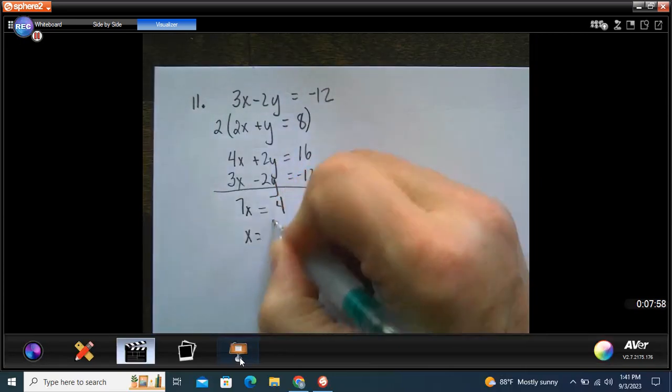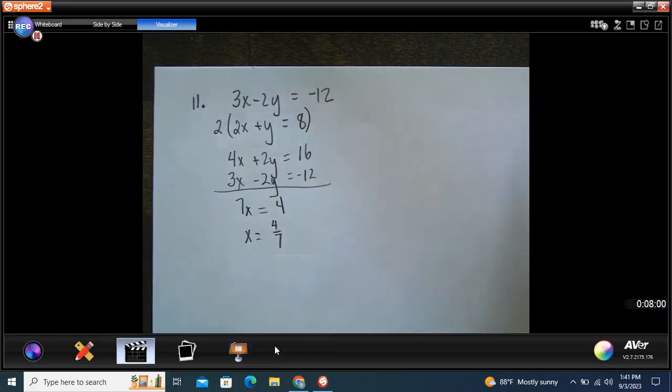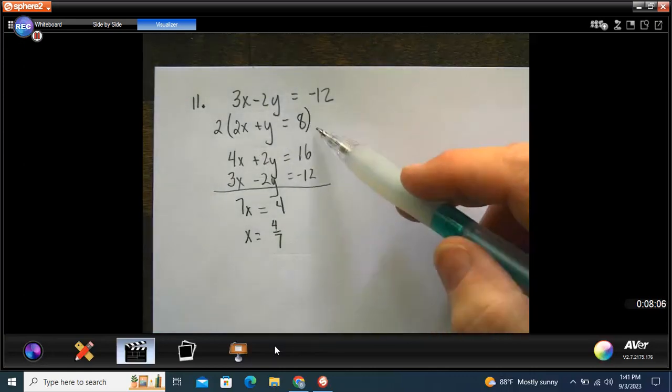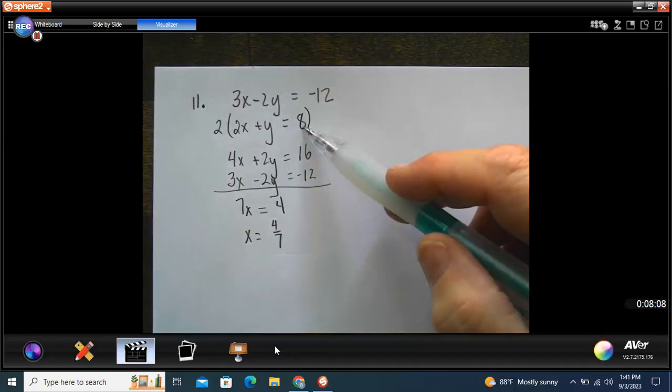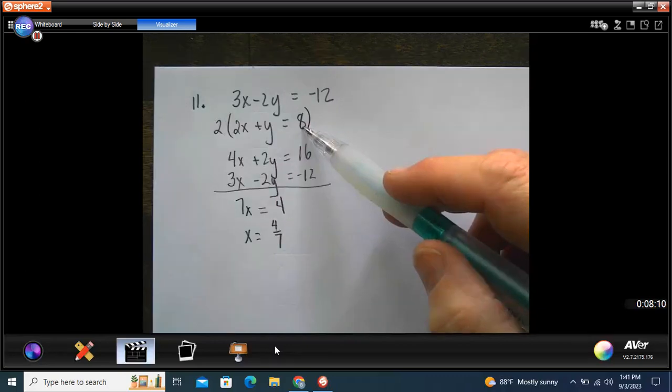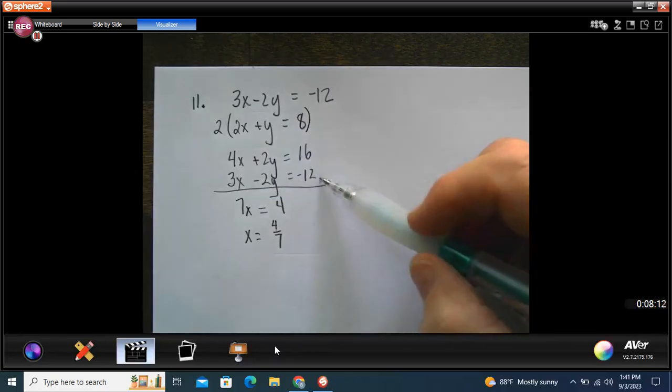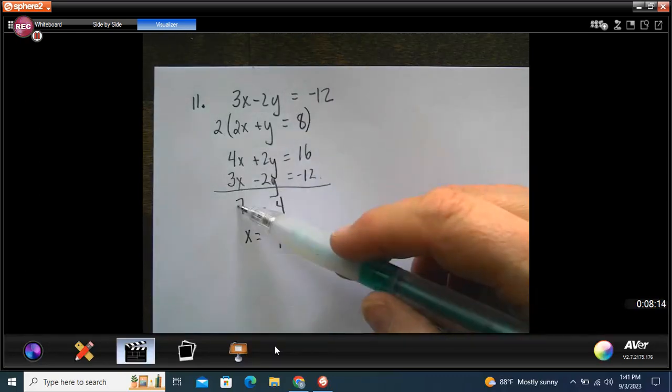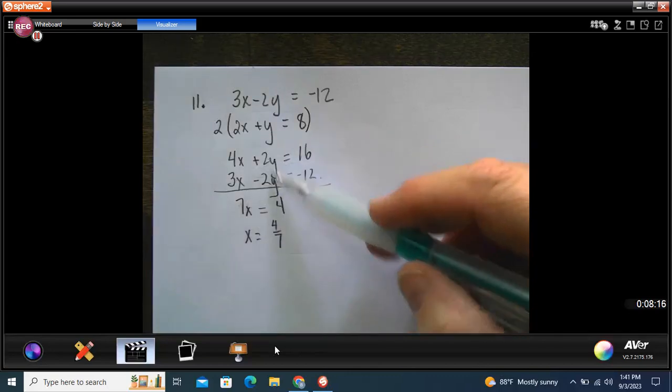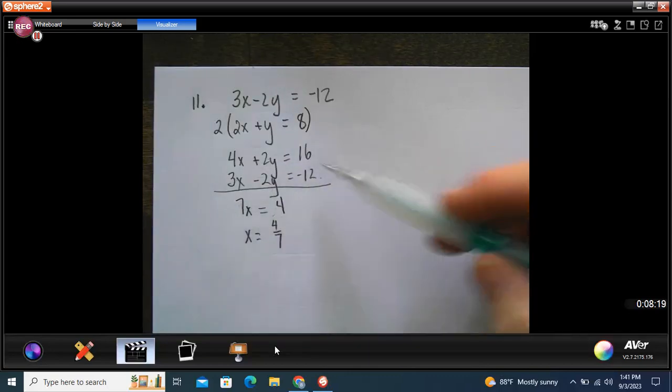So x is 4/7. That's not nice. Make sure I didn't make a mistake. 16. 3x minus 2y, -12. Gone. 4.